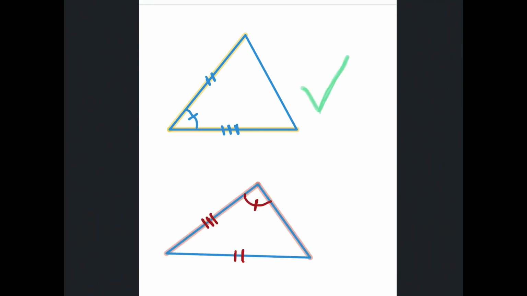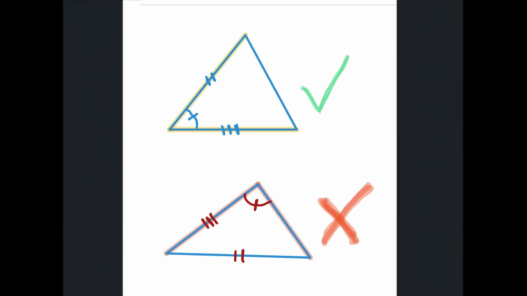When you're using side angle side, you have to make sure that the congruent angle is between the 2 congruent sides. So, in this example, the angle is between the sides. So this would be correct. But in the second example, the angle is not between the 2 congruent sides. So this would be incorrect. So you must make sure whenever you're using side angle side, the angle must be between 2 congruent sides.